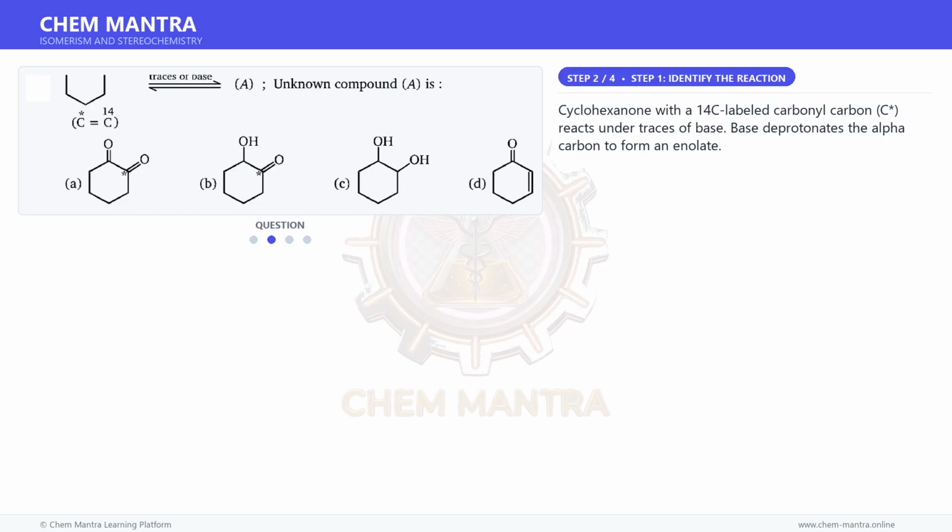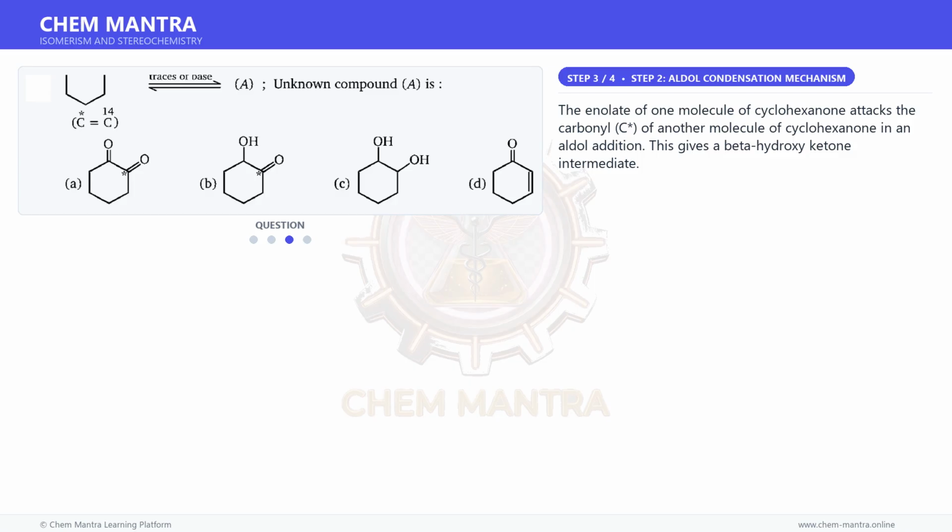Cyclohexanone with a 14C labeled carbonyl carbon, C**, reacts under traces of base. Base deprotonates the alpha carbon to form an enolate. Moving on to the next step.